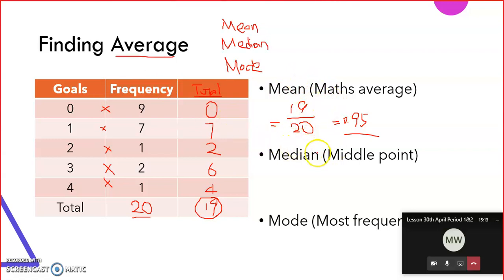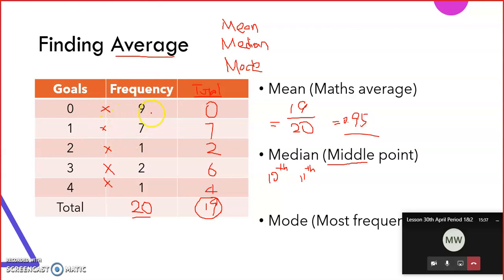If we talk about the median, we can still use the frequency table for that. Remember, median is about the middle point. Now we have 20 matches, so the middle point of 20 should be the 10th position. So we look at the 10th and the 11th number to see what we get. We have 9 zeros if we order them in this way.